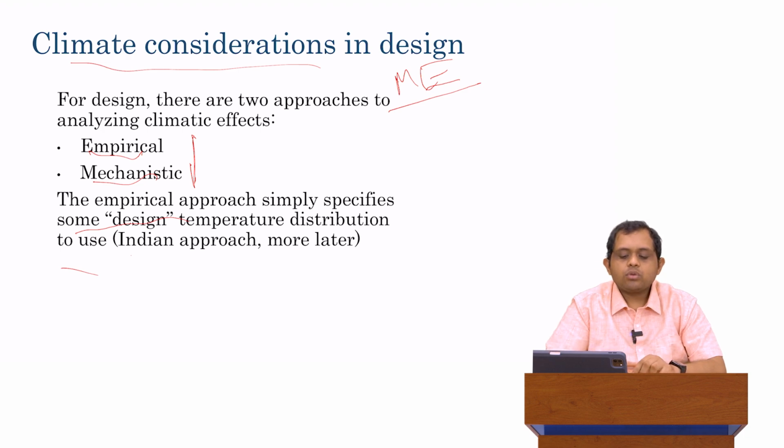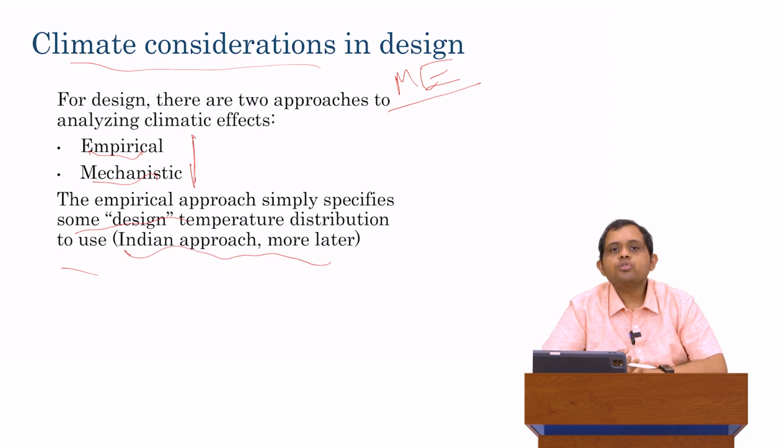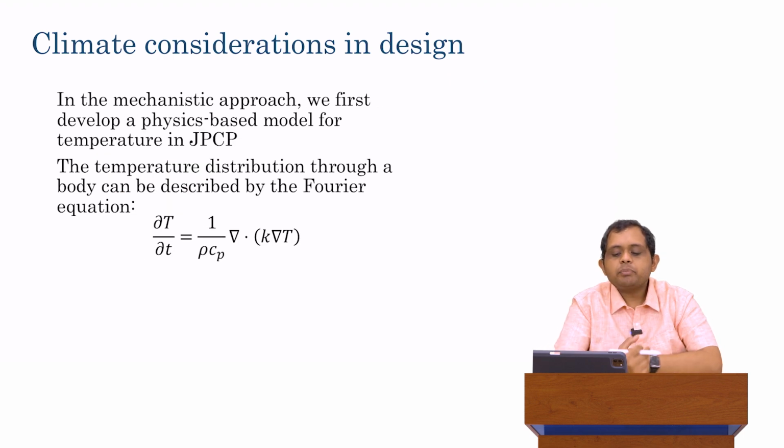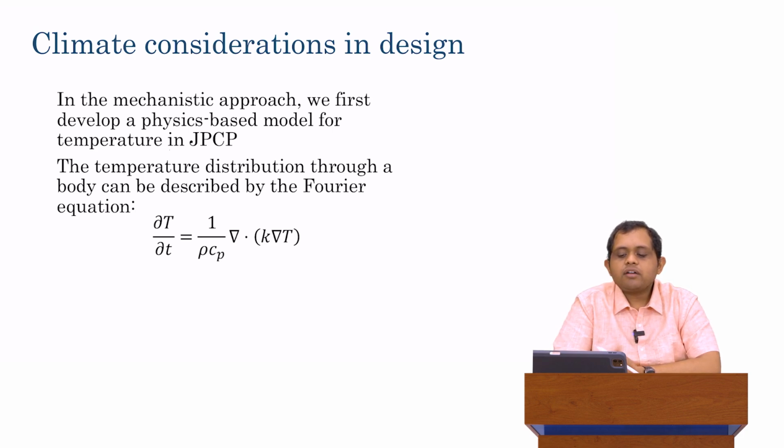And this, by the way, is exactly what we do in the Indian approach. Although in India also we use a mechanistic empirical design, our consideration of climate still follows an empirical approach. And we'll talk about this much later when we get into lectures on IRC 58. Okay, the other approach is the mechanistic approach. The idea of the mechanistic approach is to use physics. So let us use physics to calculate this unknown temperature distribution through our design pavement. And that's basically what the pavement ME does. So in the mechanistic approach, we have to develop a physics-based model for temperature in JPCP.